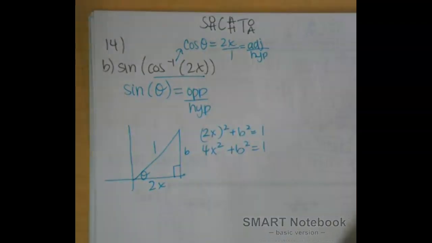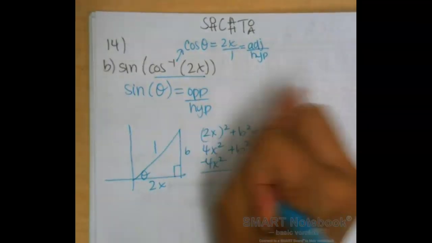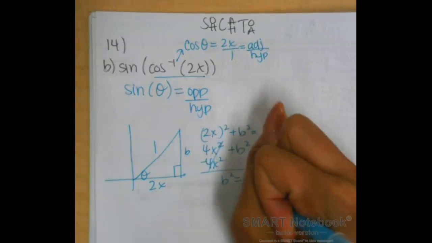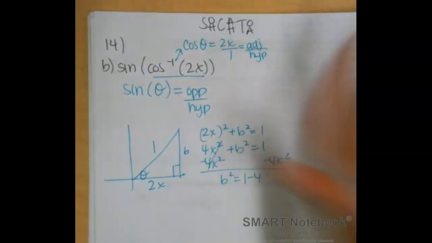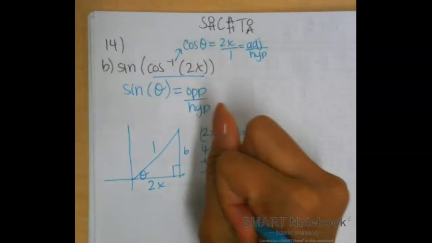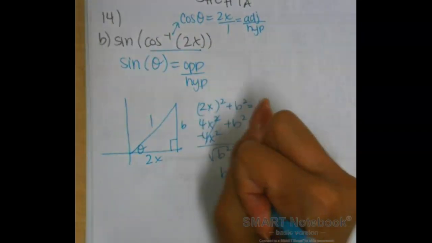I need to isolate b. So Eurydia, what do I have to move? And once I move the 4x squared, what do I do now? Whoops. You told me square root and I immediately wrote it. 4x squared, and then we need to square root both sides. One last question, Eurydia. Do I need to make this plus and minus?